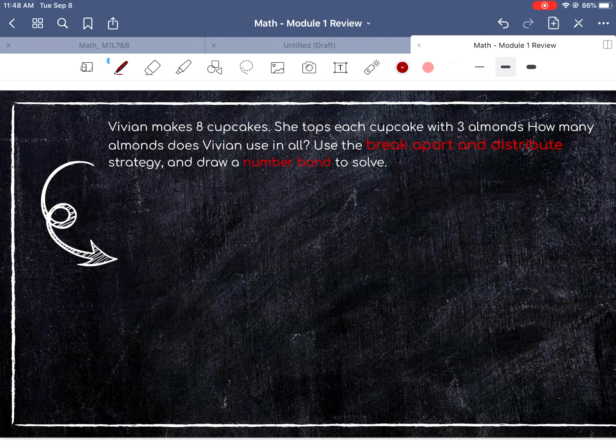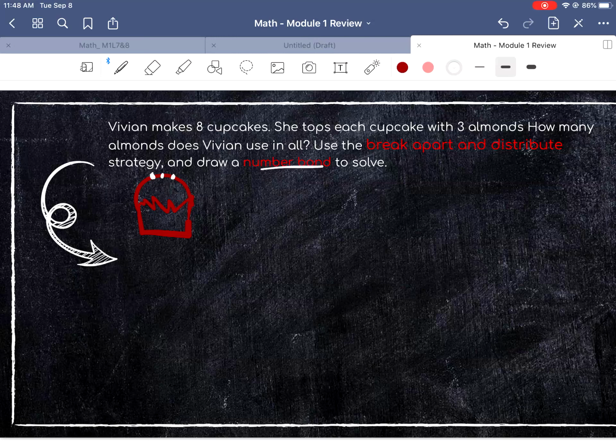Let's move on. Vivian makes 8 cupcakes. She tops each cupcake with 3 almonds. How many almonds does Vivian use in all? Use the break apart and distribute strategy and draw a number bond to solve. So here is the first cupcake. And then she puts 3 almonds on each cupcake. And then she made 8 of them.